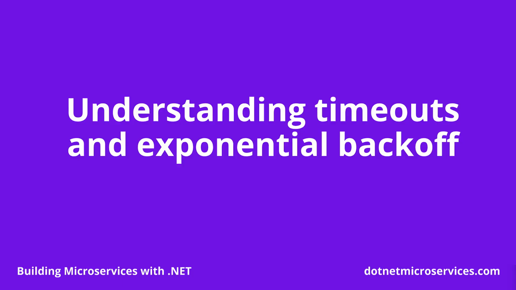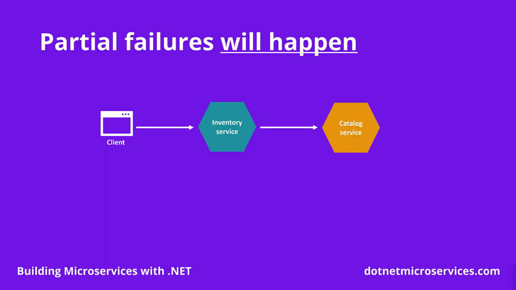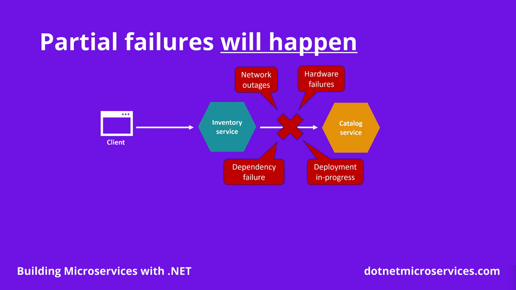In this lesson, we will learn about partial failures in microservices and how to deal with them using timeouts and the exponential backoff technique. Even after placing our best efforts to ensure we have a healthy system, it is a matter of fact that in distributed systems, partial failures will happen. This could be due to multiple reasons, including network outages, hardware failures, dependency failures, and even routine things like having a deployment in progress.